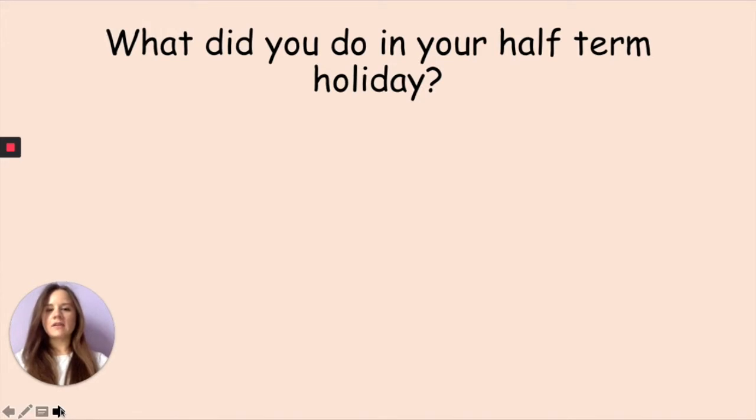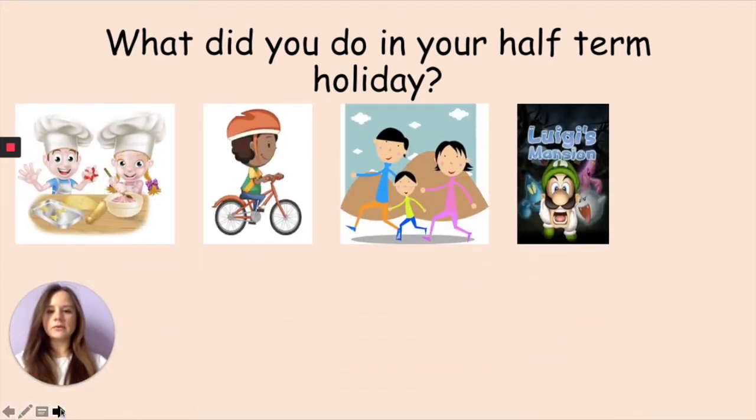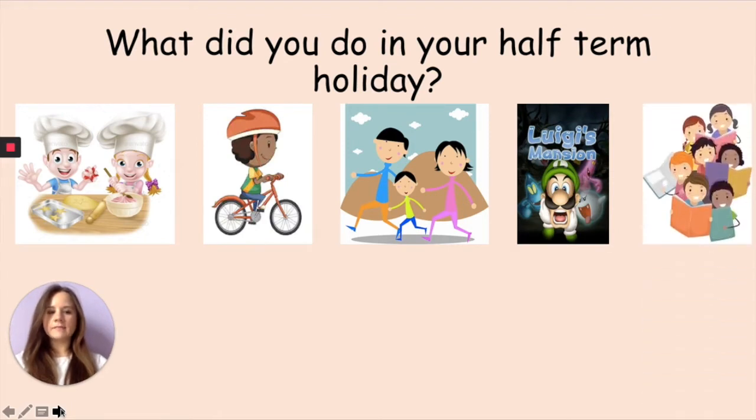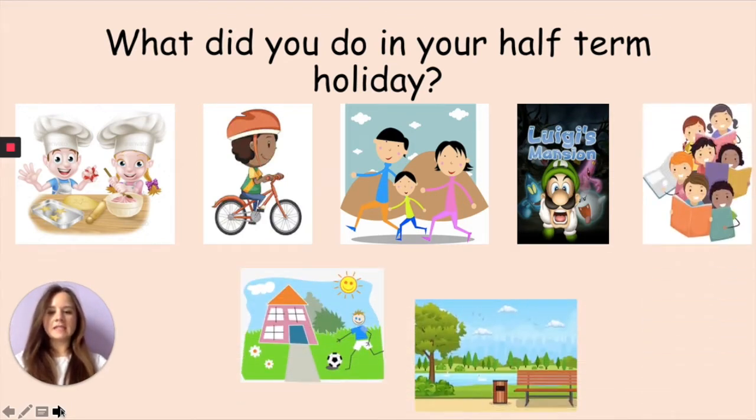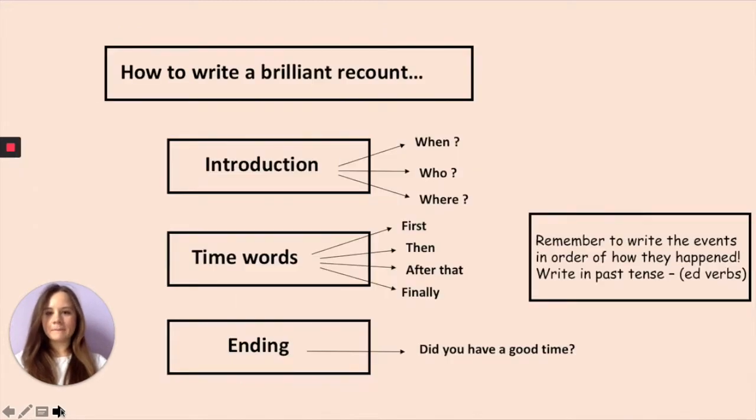Let's have a quick recap. Talk to your adult about what you did. You might have baked a cake, gone for a bike ride, gone for a walk, played some games, read some books, played in your garden, gone to the park or watched some TV.